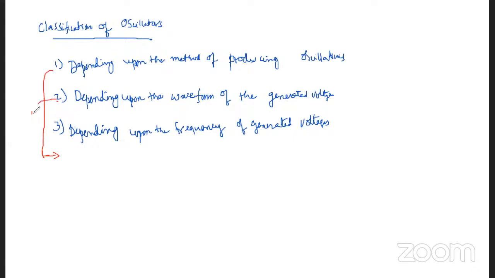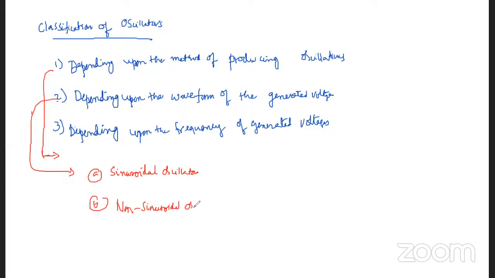And the second type of classification is depending upon the waveform of the generated oscillations. This is what we are mainly going to study here. Under this also there are some subcategories. One is the sinusoidal oscillator, and another category under this is the non-sinusoidal oscillator.